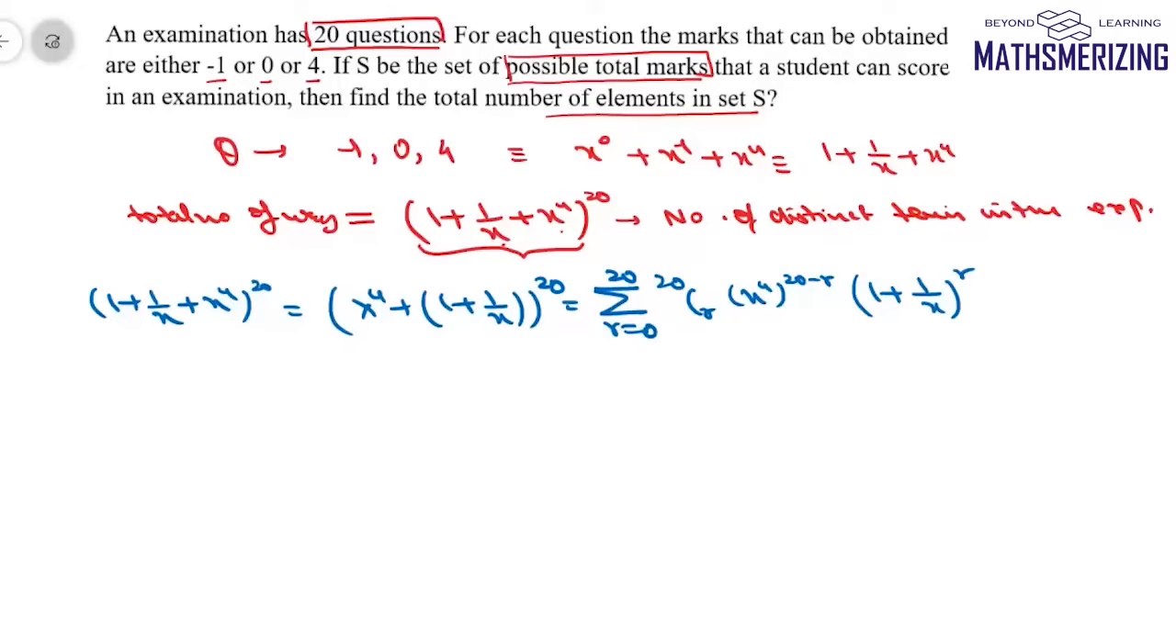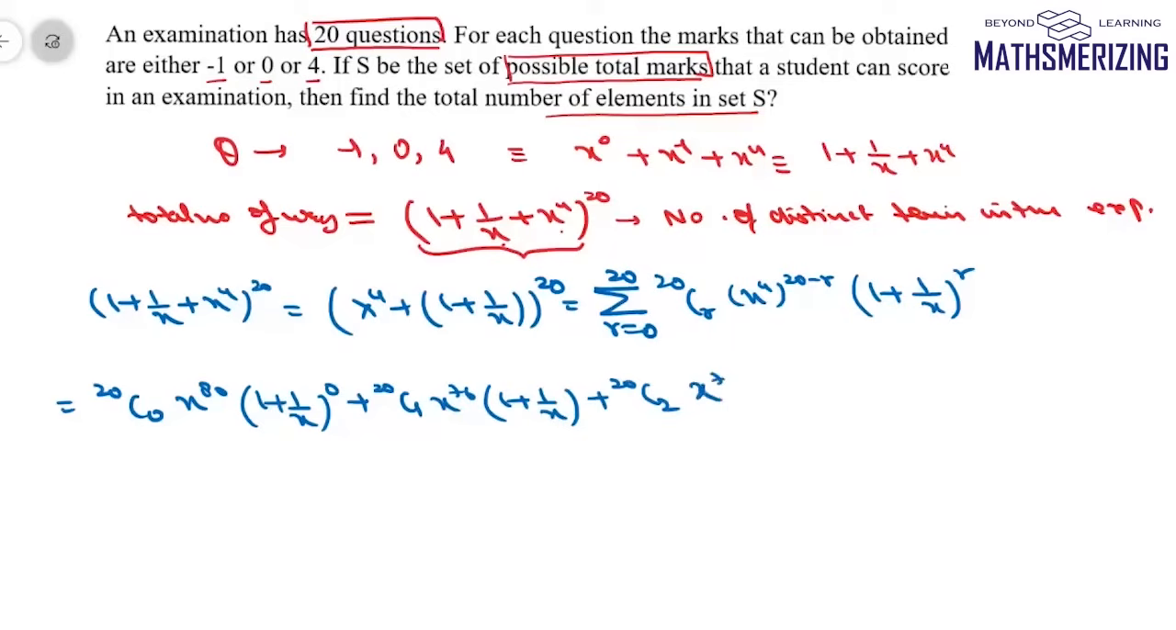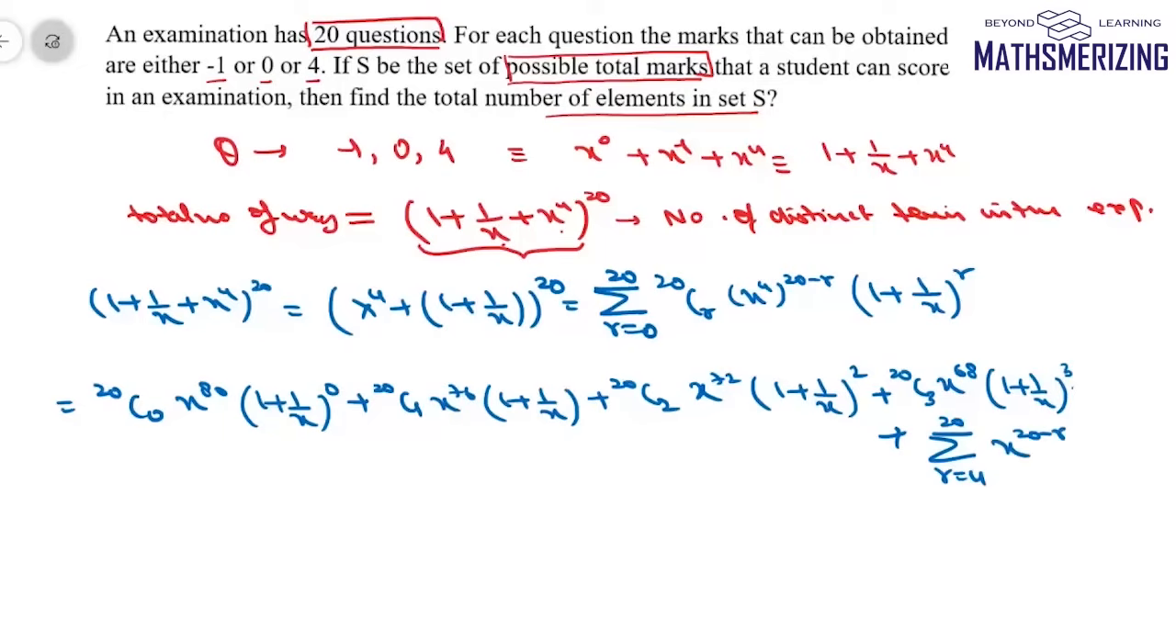Now if I expand this series, I can write the series as 20C0 x to the power 80 into (1 plus 1 upon x) to the power 0, plus 20C1 x to the power 76 into (1 plus 1 upon x), plus 20C2 x to the power 72 into (1 plus 1 upon x) whole square, plus 20C3 x to the power 68 into (1 plus 1 upon x) to the power 3, and then plus the summation where r varies from 4 to 20 of x to the power 4 into (20 minus r) into (1 plus 1 upon x) to the power r. Now here I'm not interested in the expansion of this series.